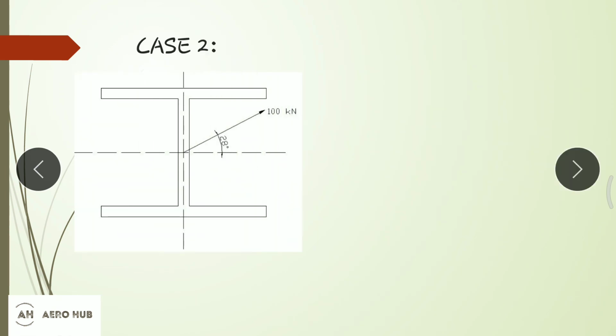Case number 2. In case number 2, you have a symmetrical section. This is an I section which is symmetric about both X and Y axis. But we are applying a load of 100 kilonewton at an angle of 28 degrees. So we are not applying the load along the line of symmetry, that is, not along the X axis or Y axis. This will create unsymmetrical bending. We are applying a load at an angle with respect to the X axis. This is nothing but an inclined load or skew load. This will create unsymmetrical bending.